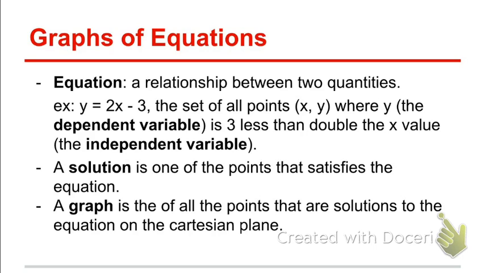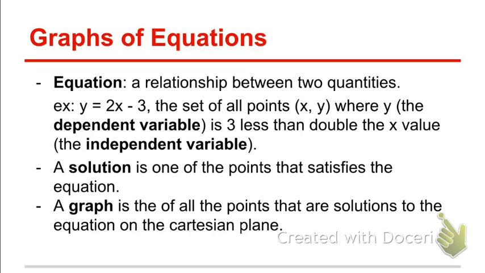Alright, so what is an equation? An equation is just a relationship between two quantities. So right there in that first example, I have an equation, y equals 2x minus 3. And that's the set of all points. So a point, x comma y, ordered pair, is where y is a dependent variable, in this case, 3 less than double the x value, the independent variable. Independent means you could plug in whatever you want for x, and then y depends on that. So that equation is y in terms of x.